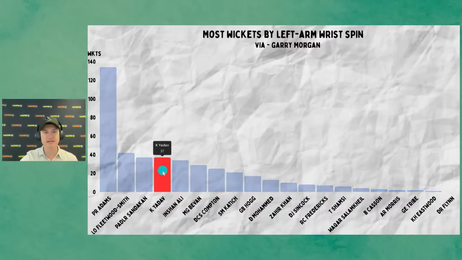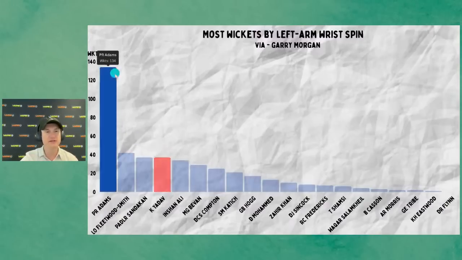So today, Kuldeep Yadav went to equal third in the most wickets ever taken by left-arm wrist spin. What? 37 wickets. He joined Lakshan Sandakan from Sri Lanka. And it's just worth having a bit of a look at this list.